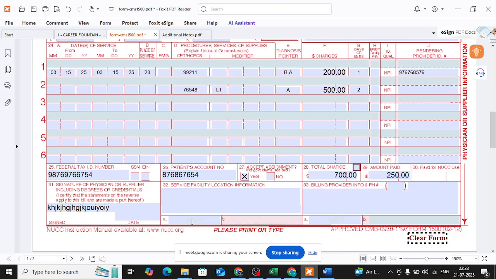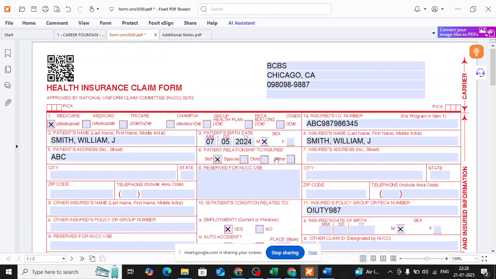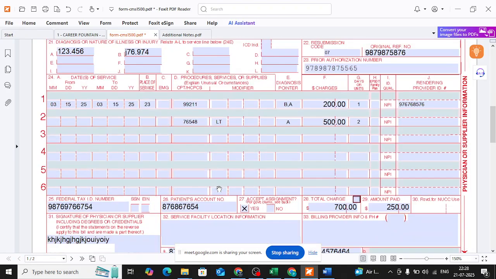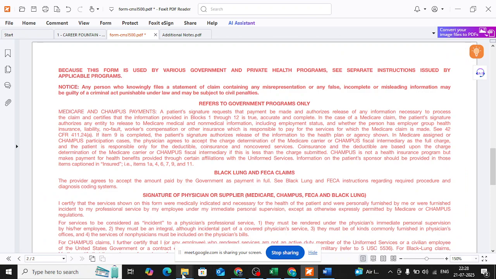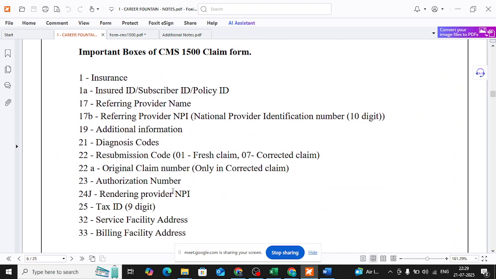Box number 32A: the hospital will get a separate 10-digit NPI, and the billing address also will get an NPI. This information will go here. Now, which boxes do you have to remember? You don't have to remember all 33 boxes. It is in our notes which boxes you have to remember. So these are some boxes.